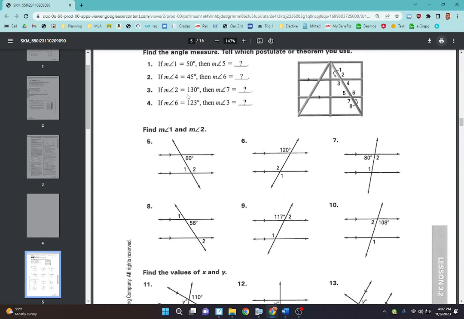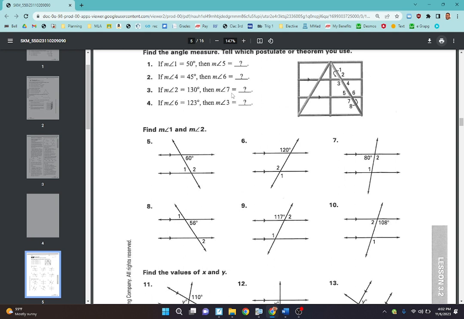Sure. In number 3 here, angle 2, which is in the top right, is 130. Angle 7, which is in the bottom left, is alternate exterior. They're both on the outside of the box, and they're on opposite sides of the transversal, which means they're congruent. So if this is 130, this should also be 130. If they're alternate, they're congruent.